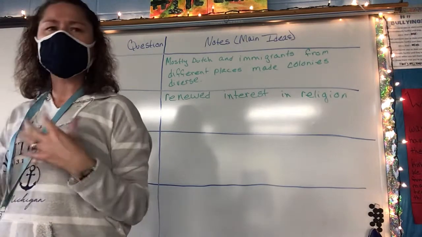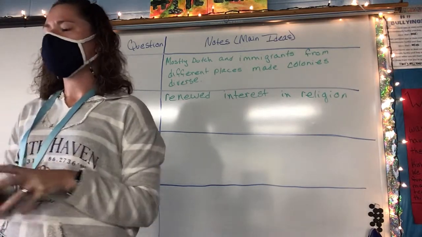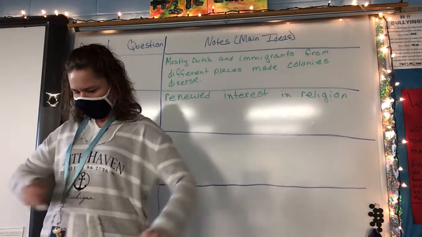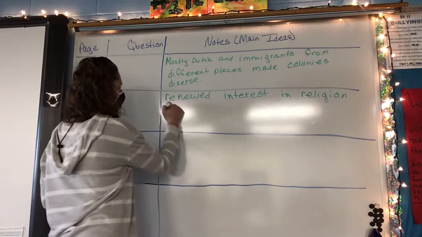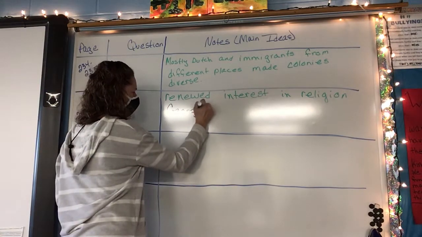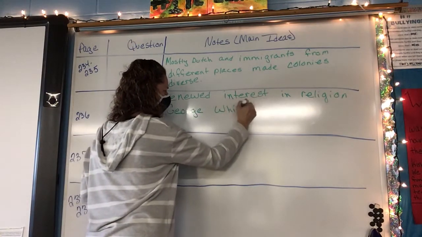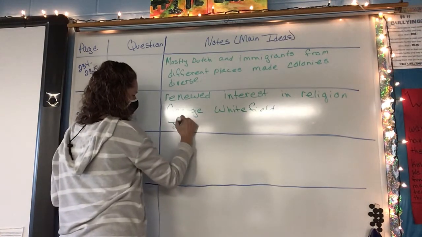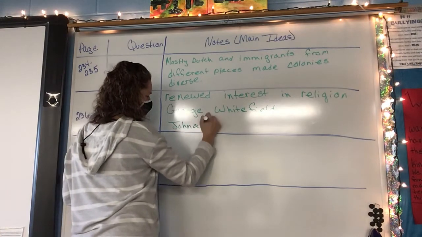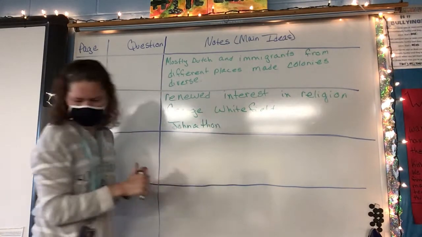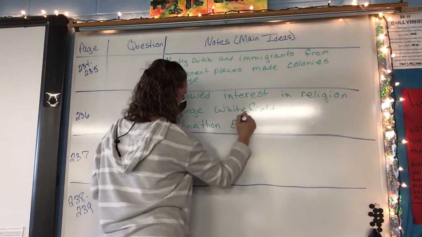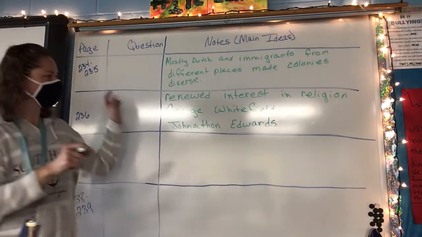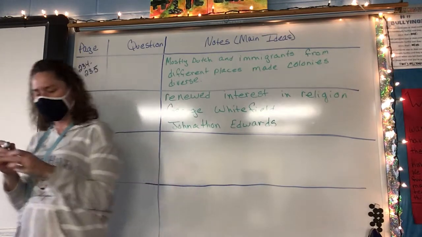Who were some leaders that they mentioned in the book? George Whitefield, Mm-hmm. Jonathan Edwards. Yep, George Whitefield and Jonathan. Right, it was Jonathan, not just John. Jonathan Edwards. Yep. All right, that's what I thought I heard. There we go. So those were the two people that kind of led this movement, this Great Awakening movement.